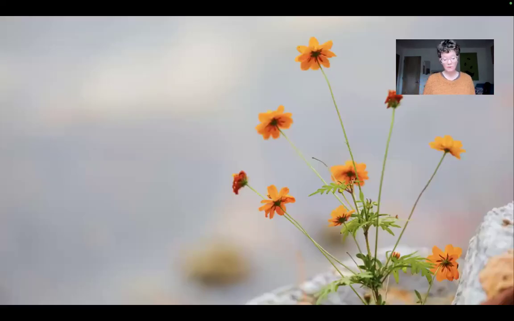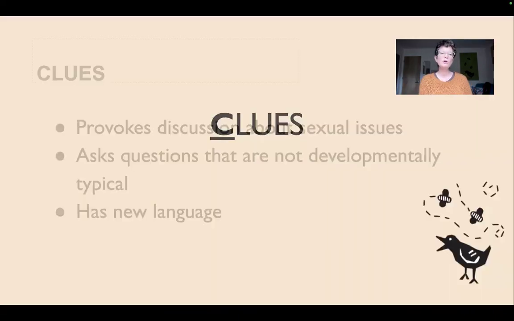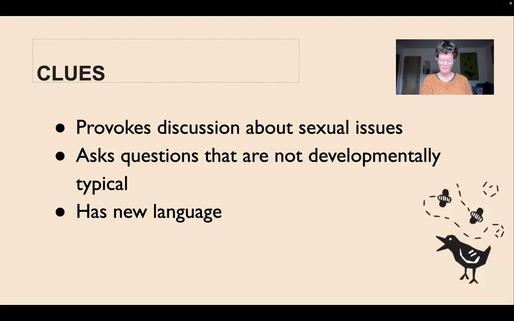I want to give you some details. I said this was going to be short, so I'm going to keep it short. Let's look a little more deeply at what these different things mean. So let's look at clues. First of all, some clues might be that the child will say things that are intended to provoke a discussion about sexual issues. Maybe there's a 7-year-old who says something about making out, or something kind of weirdly provocative for that age, or an older kid that talks about some kind of sex act.